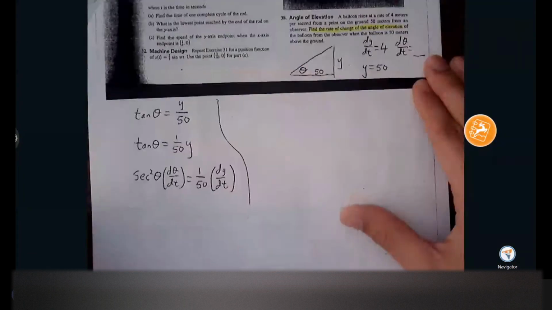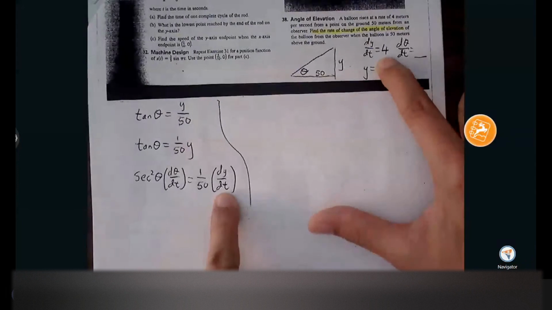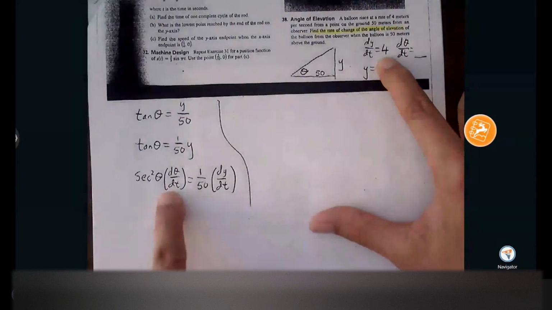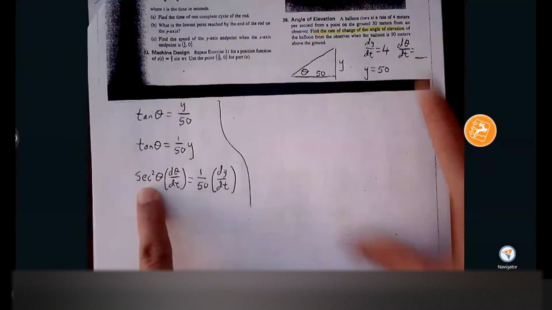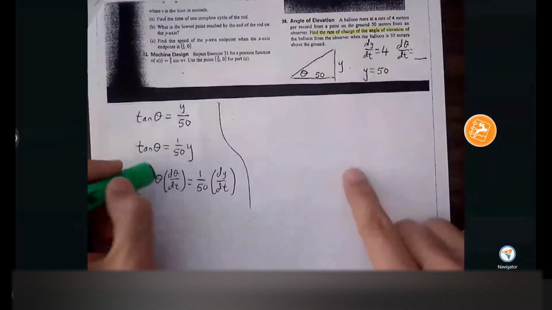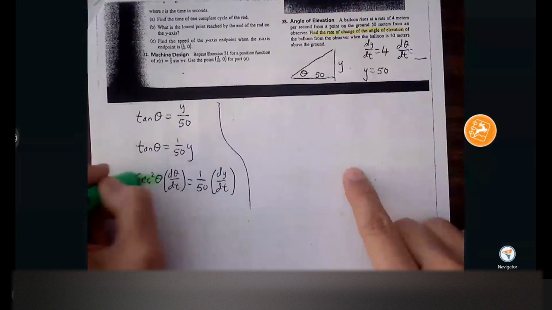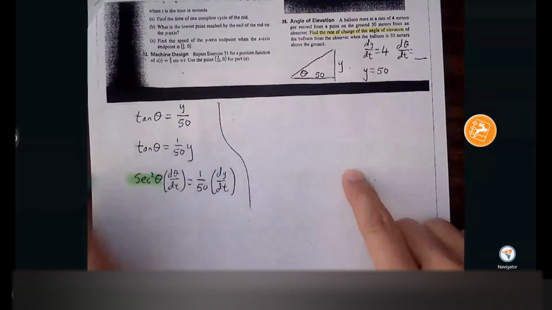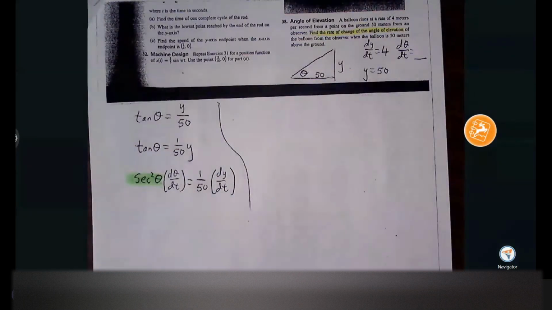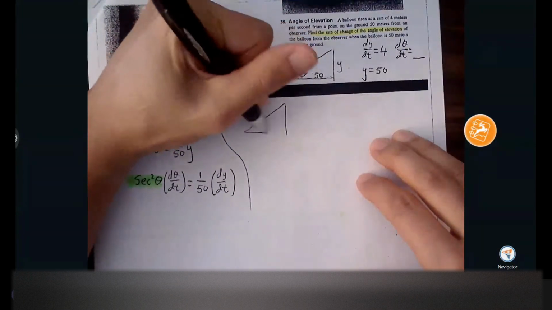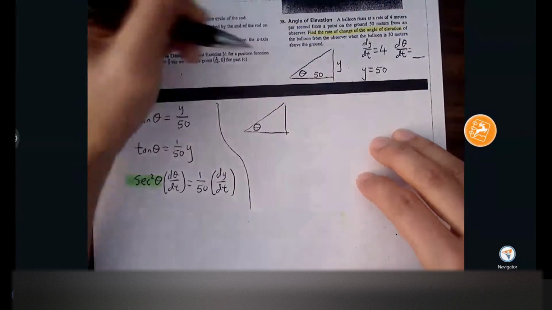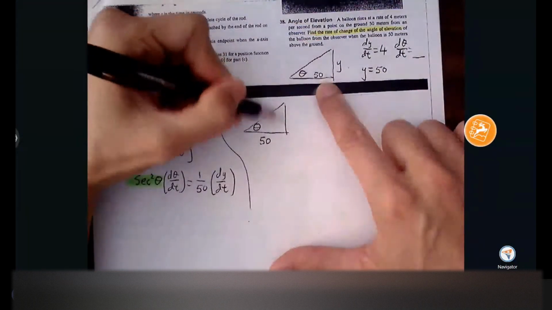So we should be making progress here. Dy dt is positive 4. That's a clean substitution. We're looking for d theta dt. And now we want to find a substitution for secant squared theta. So we're going to create a second triangle and see if we can fill in all the sides of the triangle with the numeric value. So this 50 is going to stay constant. We have a moment in time. Y is 50.